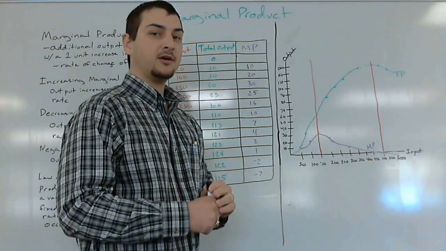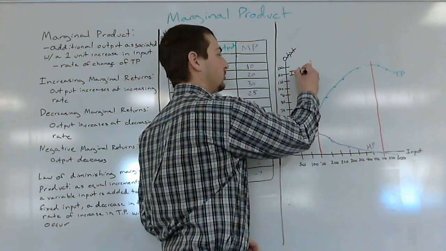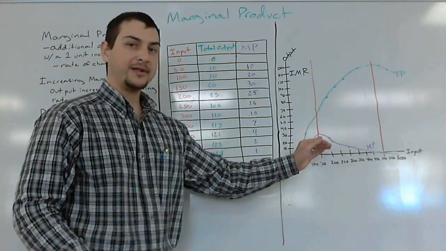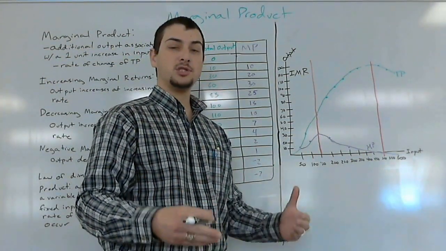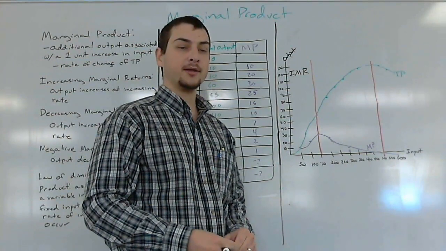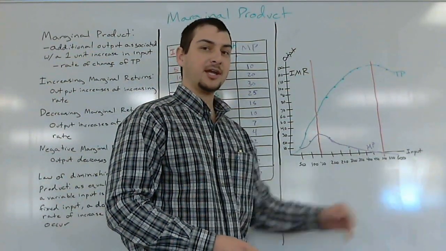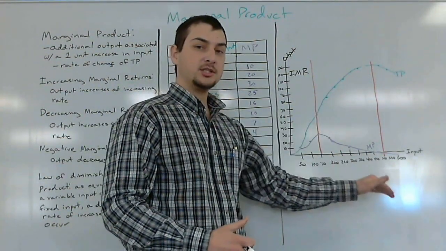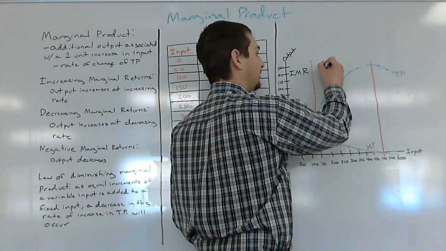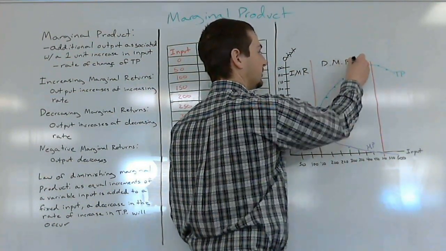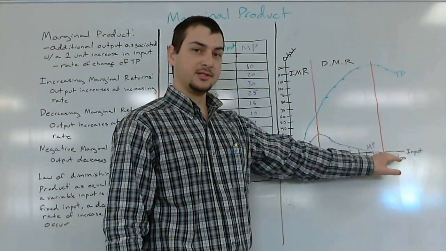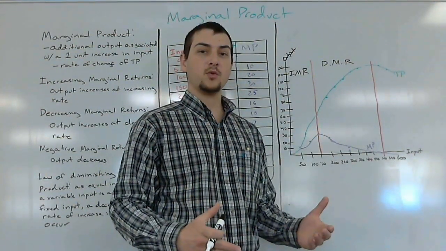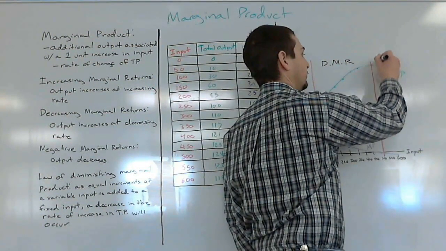So in this first area, we have increasing marginal returns. And then once it peaks and begins to fall, we see that the rate of change, because marginal product is the rate of change of the total product, is becoming less. While it's still growing in total product, the change is falling. So this becomes our decreasing marginal returns. And then over here, we see the marginal product become negative. That's the area where we have negative marginal returns.